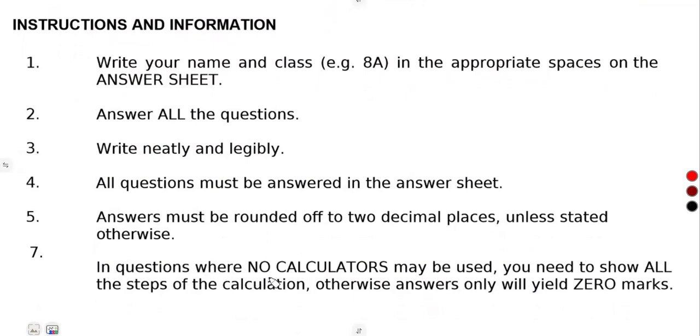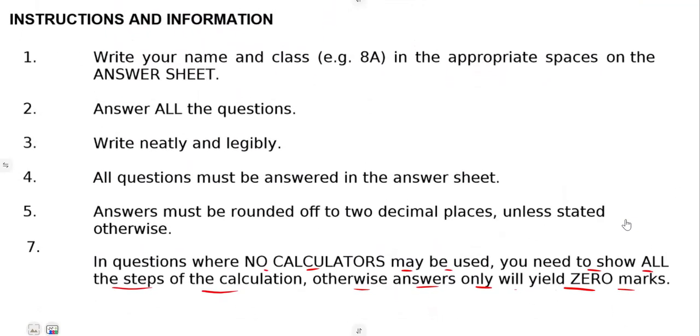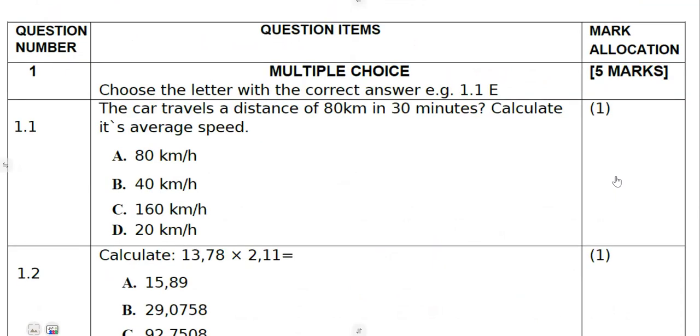Right. In questions where no calculators may be used, you need to show all the steps of the calculation. Otherwise, answers only will yield 0 marks. So you must show calculations, all right, where the calculator is not needed. Question number one, which was part of our multiple choice. Choose the letter with the correct answer.